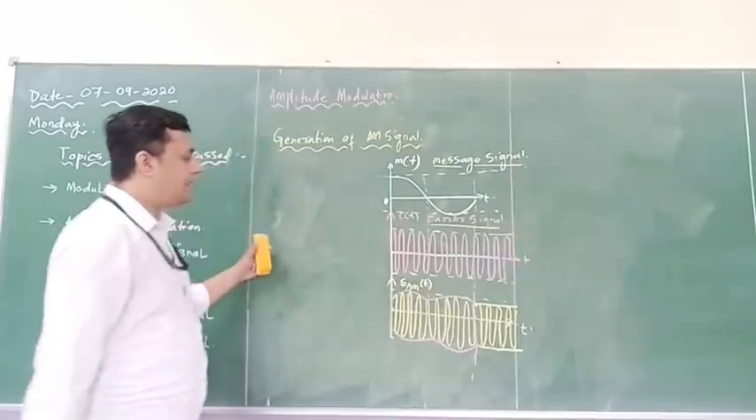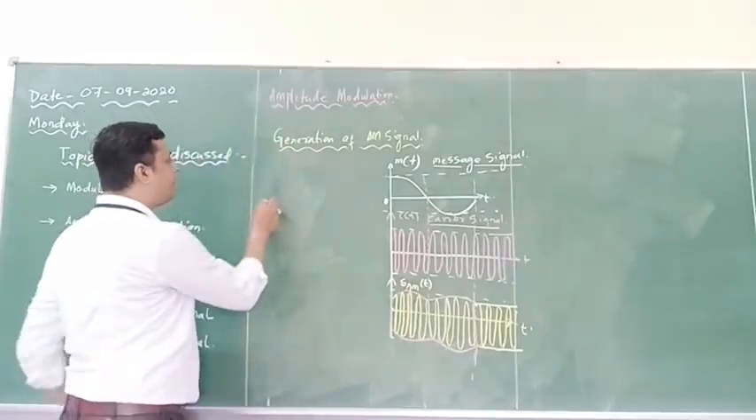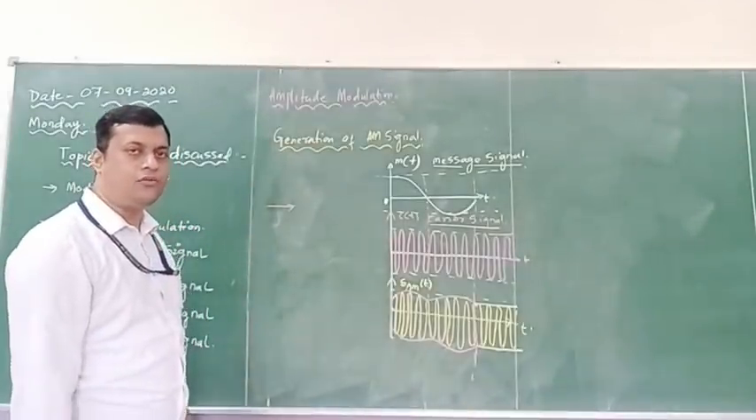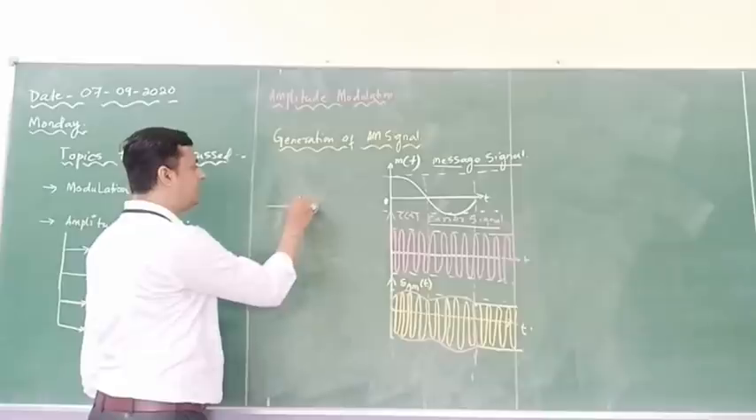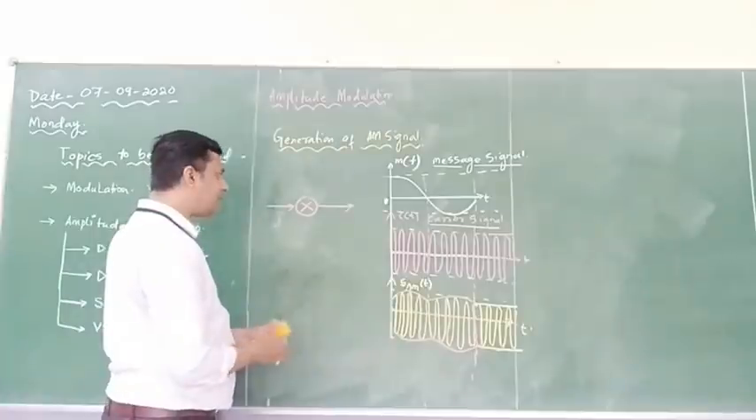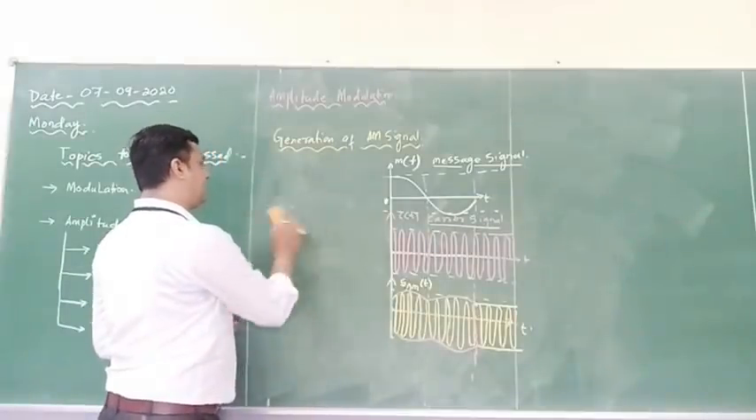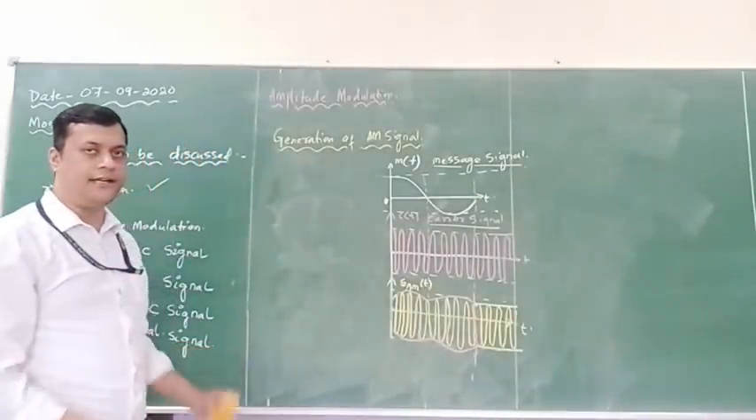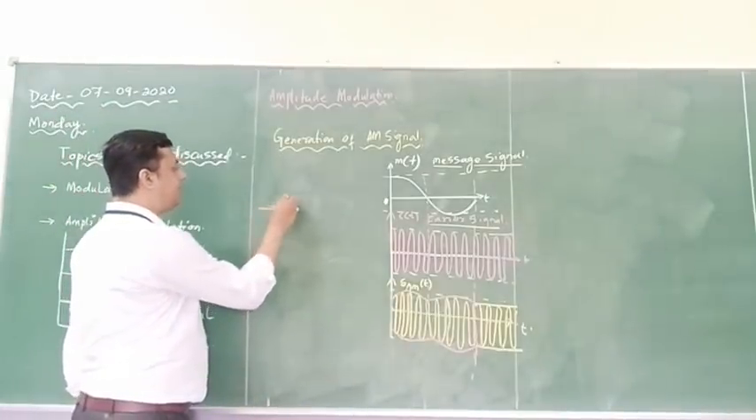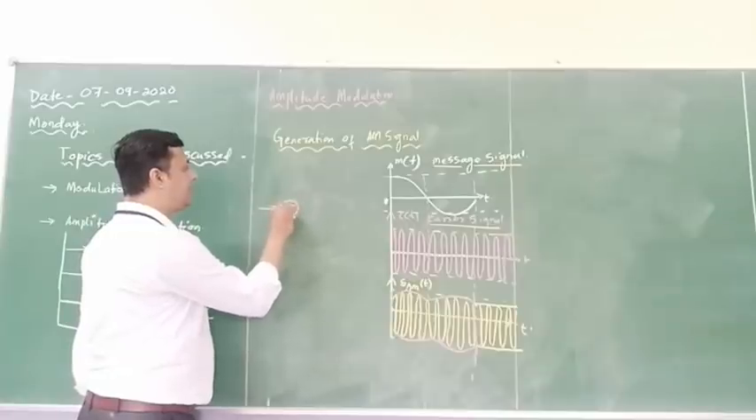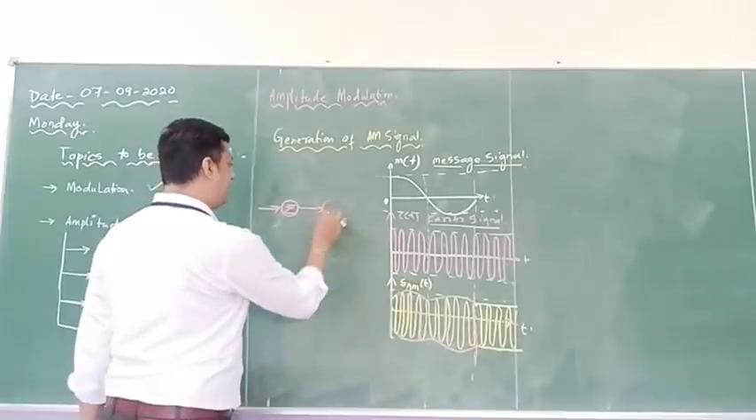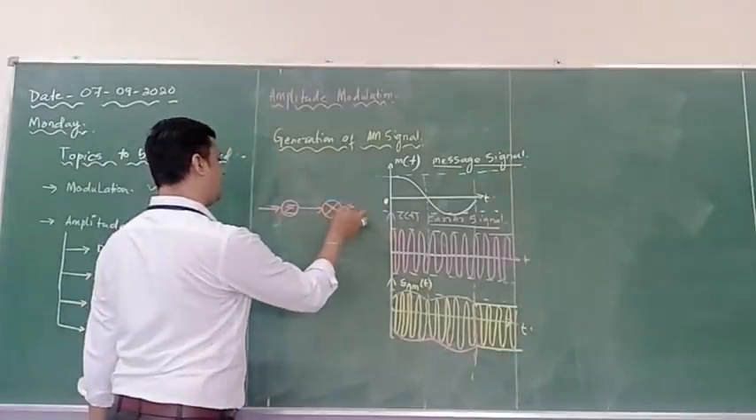One most important thing, for generation of an AM signal, we require two components. First, the modulating signal. Second is carrier signal, and then we are generating the modulated signal. So for this, in previous slide I have shown that first we are going to change characteristics of a carrier component. How we are going to change? Let's see.